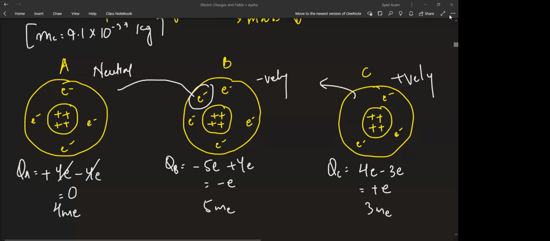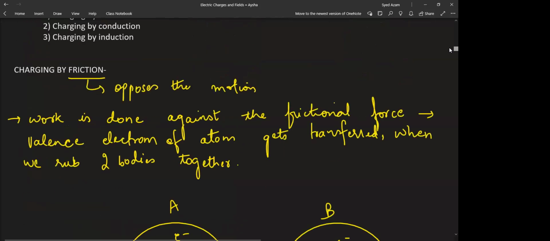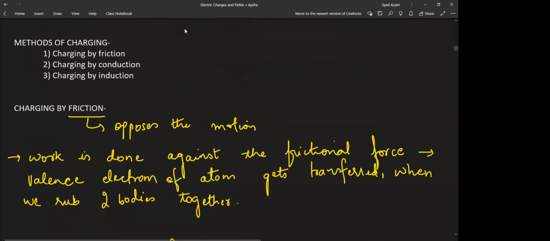Okay. Now let's move to the methods of charging. So the first method of charging is basically charging by friction. Now, what do you remember about frictional force? You tell me, then I'll add on points, because frictional force is not new. You studied it? It is an opposing force.